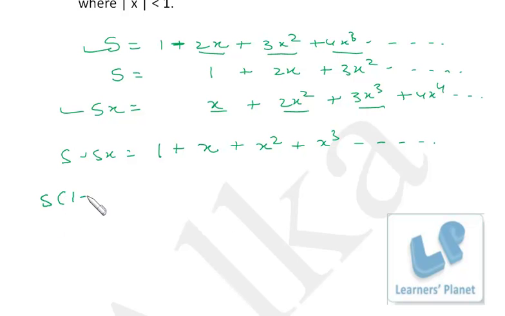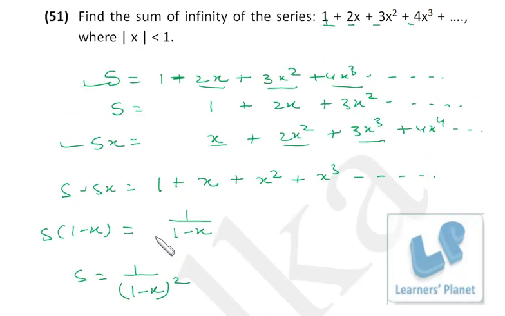It is S(1 minus x) is equal to the sum of a geometric progression, first term upon 1 minus common ratio, right? So S is equal to 1 upon (1 minus x) whole square. And what was S? S was the sum of this series. That means the sum of this series till infinity is 1 upon (1 minus x) whole square. So this is how we can solve an arithmetico-geometric series which has the number of terms till infinity.